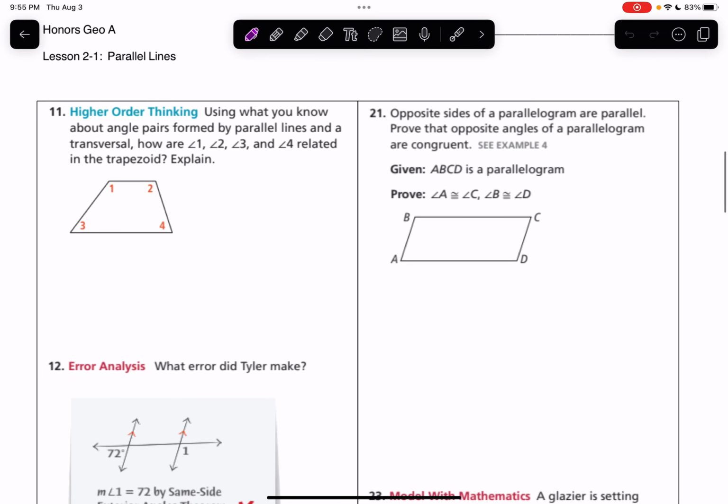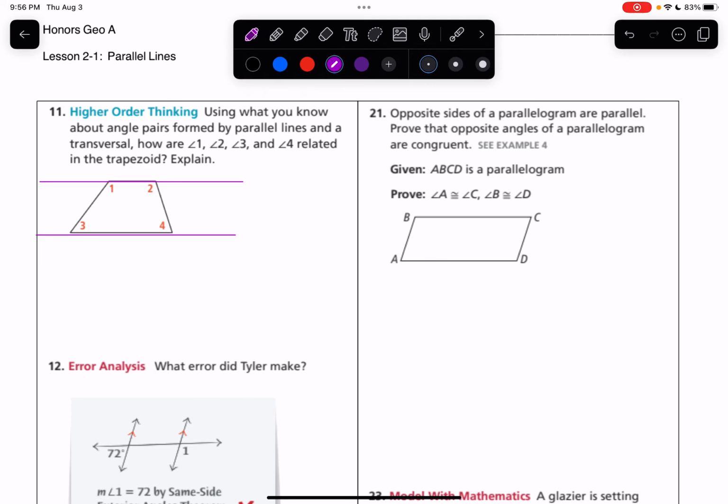Number 11, using what you know about angle pairs formed by parallel lines and a transversal, how are angle 1, angle 2, angle 3, and angle 4 related in the trapezoid? So one thing to remember is that trapezoids are made of parallel lines. So here's one of the lines in the trapezoid, and here is the other one, and these lines are parallel to one another. All right, and since those lines are parallel to one another, we can also say, let me get a different color here so that I can differentiate, we can also say that these lines happen to be transversals.